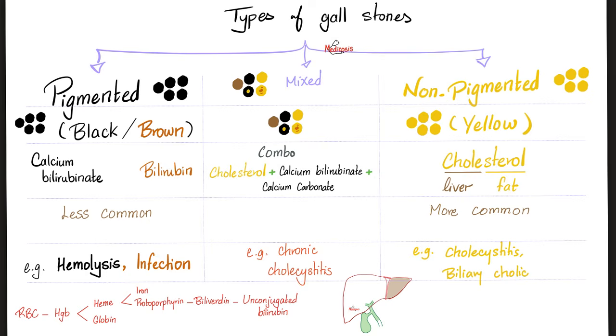They have some of this plus some of this together in a combo. So they have cholesterol and calcium bilirubinate and calcium carbonate. Here is a rule of thumb. If a stone has calcium carbonate, it's going to be radiopaque and you can see it on X-ray. But most of these stones are radiolucent, which means you cannot see them on X-ray. What should I do? Ultrasound.